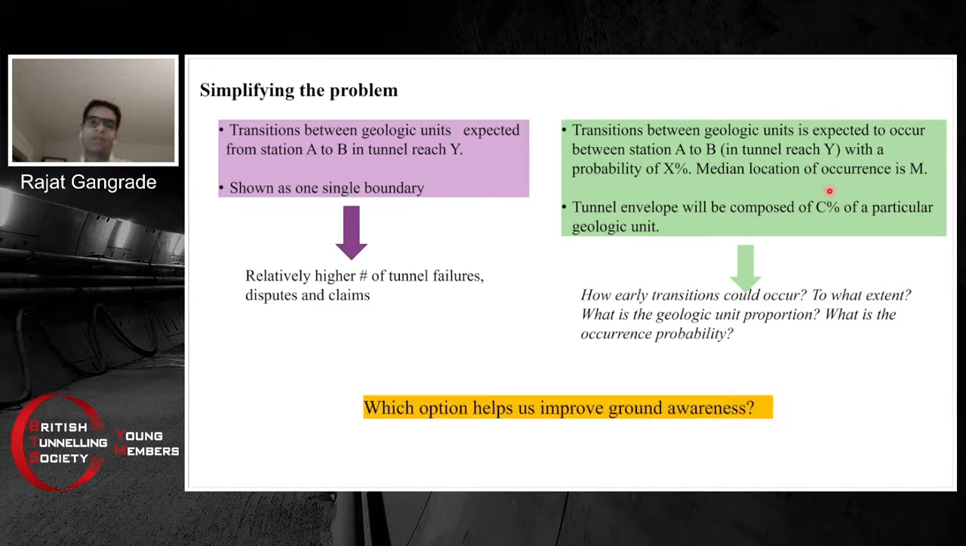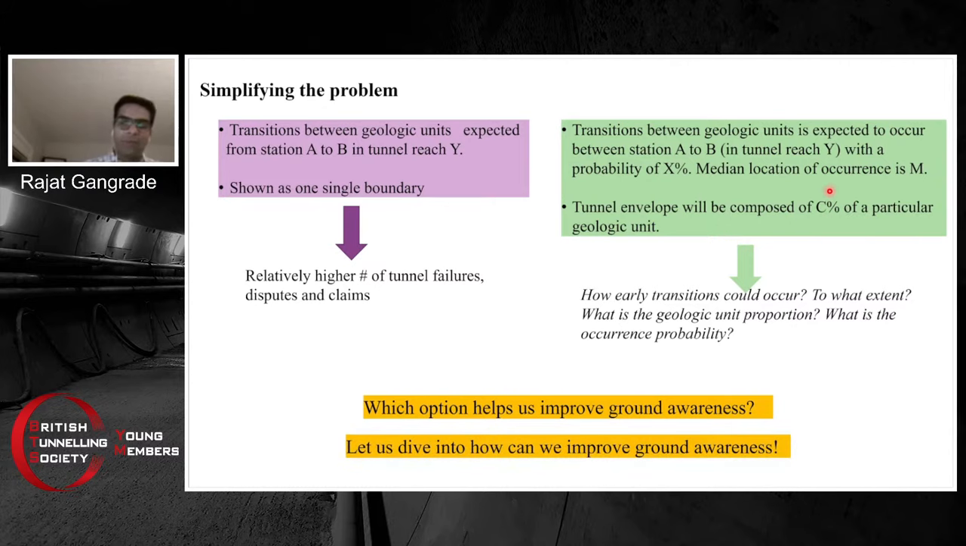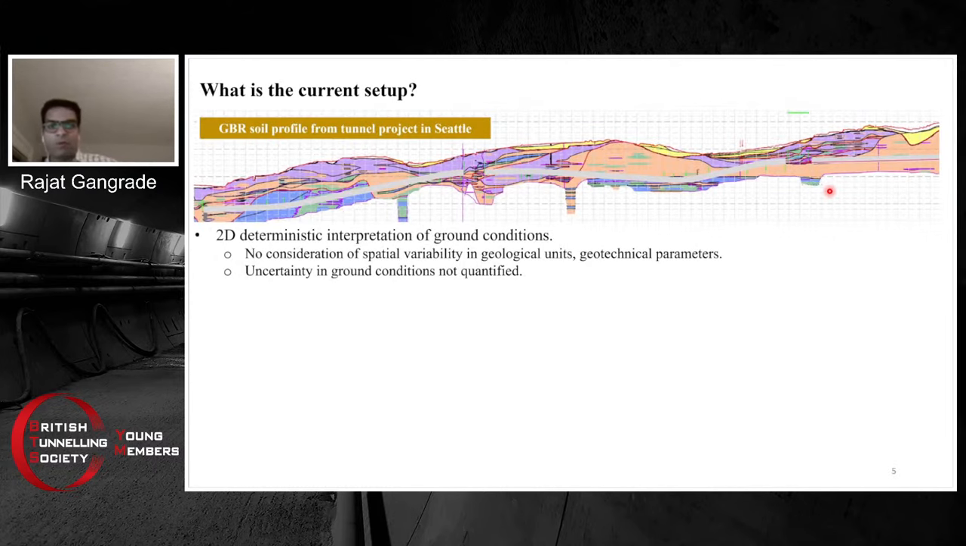Again, if you are looking at the two options, as an engineer, I find the option to the right as the one that helps improve ground awareness. So let us dive into how we can improve ground awareness. Let us first talk about what is the current setup. So we are looking at a 2D soil profile from a geotechnical baseline report for a tunnel project in Seattle. The different colors obviously indicate different soil types over here. And you can see a gray band along the profile. That's the tunnel alignment. So in this case, no uncertainty is considered in the ground conditions.